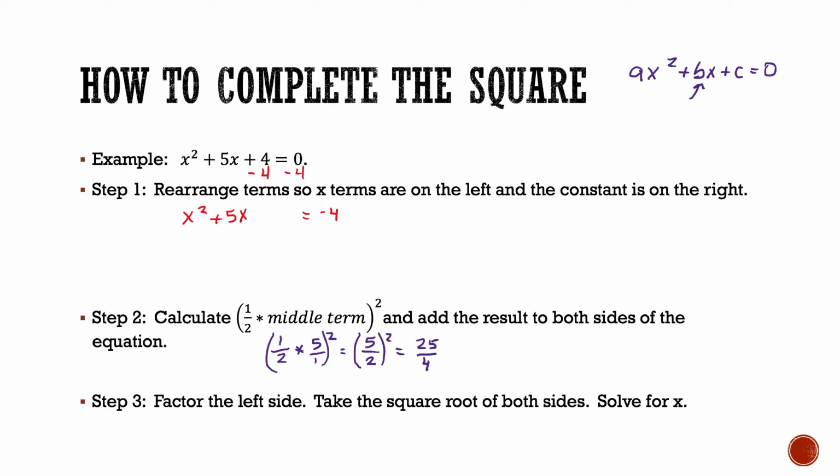The rest of step 2 tells me to add the result to both sides of the equation. So I'm going to come back up here to my equation, and in this space that I left, I'm going to add 25 over 4, and I'm going to add it to the other side as well. You have to add it to both sides because we want the equation to stay balanced.